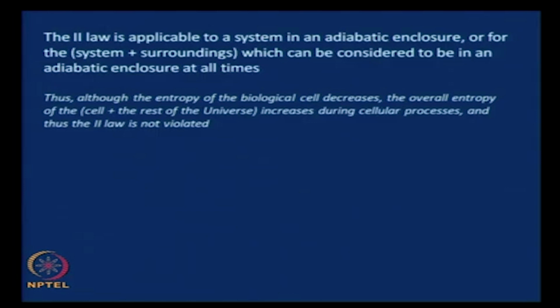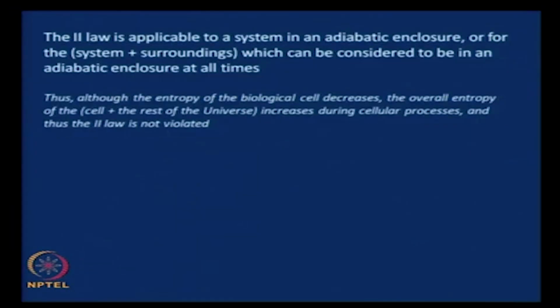Does the biological cell contradict the second law? The answer is it does not. So far we haven't come across something that violates the second law. That is because of the following reason. The second law is applicable to a system in an adiabatic enclosure, or if you take the system and surroundings as a whole, which can be considered in an adiabatic enclosure at all times. Therefore, although the entropy of the biological cell decreases, as implied by the higher order in a biological system, the overall entropy of the cell and the rest of the universe increases during a cellular process, and therefore the second law is not violated.